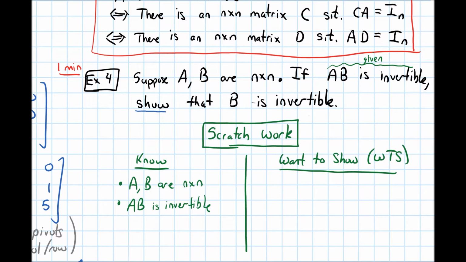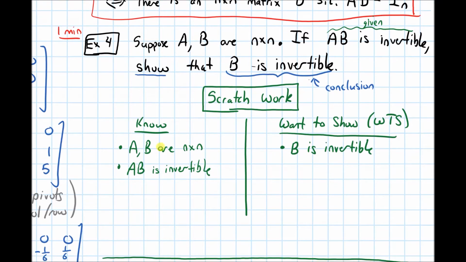Okay, so what I want to show, I just said it, is that B is invertible. That is the conclusion I'm hoping to show. So B is invertible. That is called the conclusion. That's what I want to show in this if-then statement.